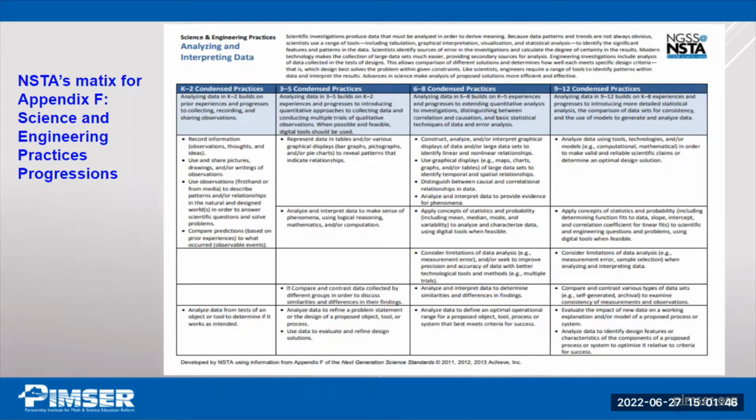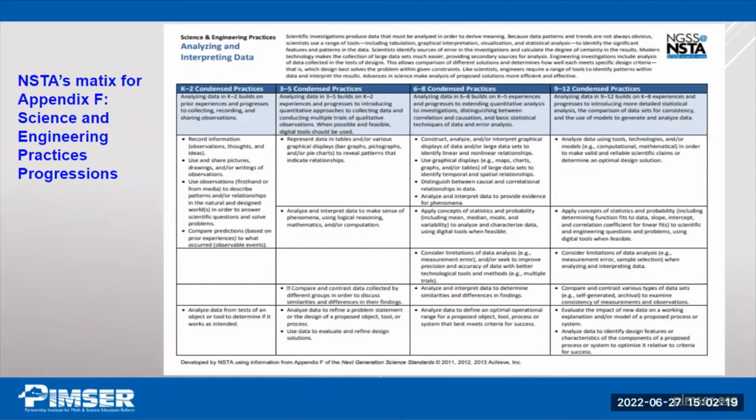They apply concepts of statistics and probability to science and engineering questions and problems. They continue to look at limitations of data analysis at a more complex level, and they compare and contrast different types of data sets, examining consistency of measurements. In 9-12, students evaluate the impact of new data on a model or explanation, and they analyze data to identify design features and optimize the solution relative to success criteria.